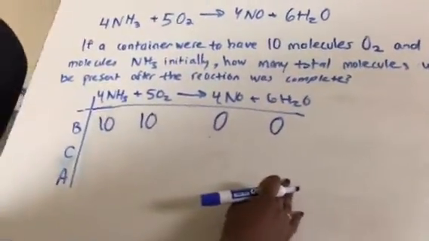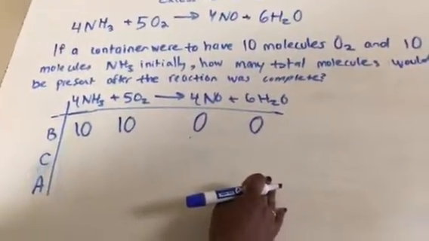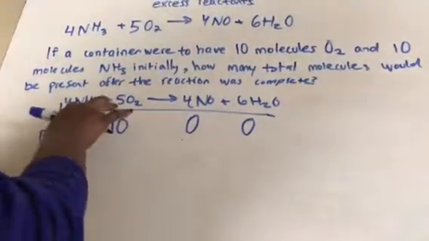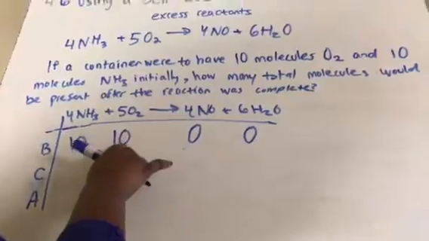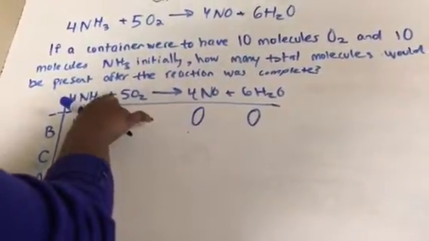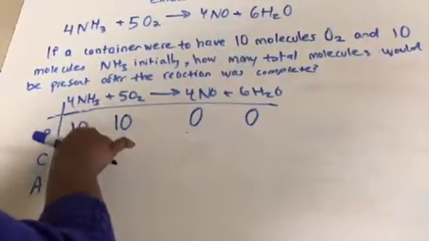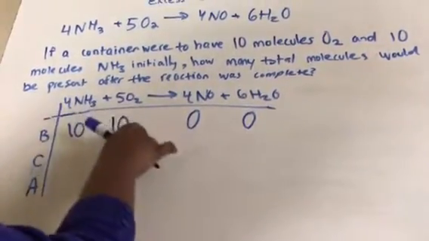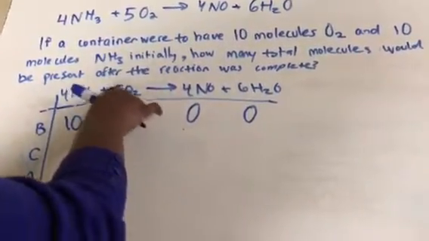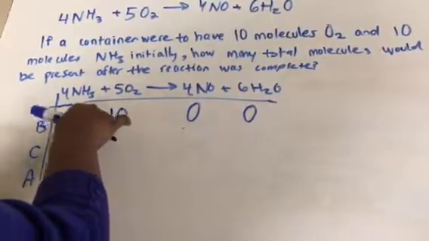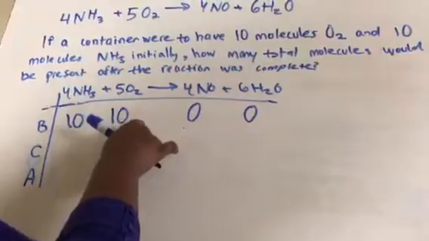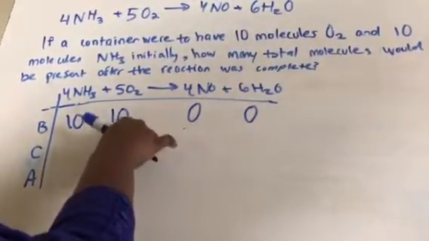And now we have to determine which one is the limiting and which one is the excess reactant. So let's look at the coefficients right here. We have 10 molecules for every 5 moles of O2, and here we have 10 molecules for every 4 moles of NH3. So that gives us a ratio of 2 to 1, and a ratio of 2.5 to 1. Since the ratio is smaller here, this is our limiting.